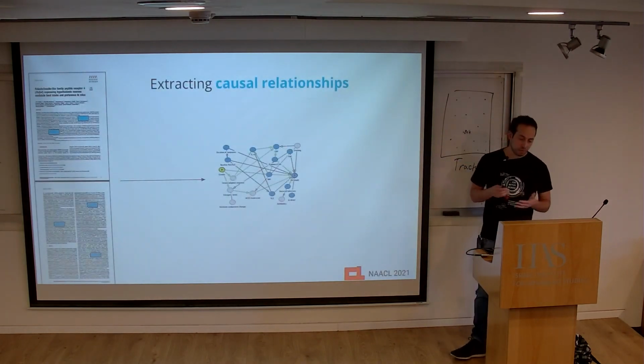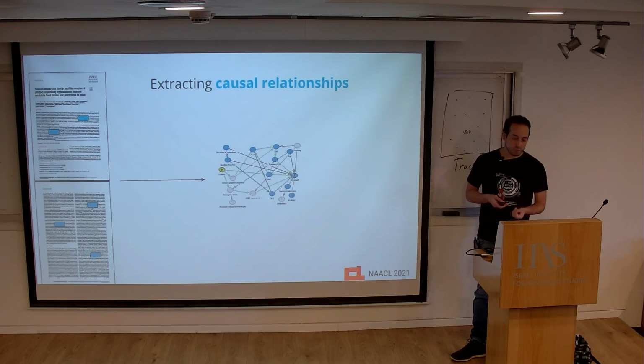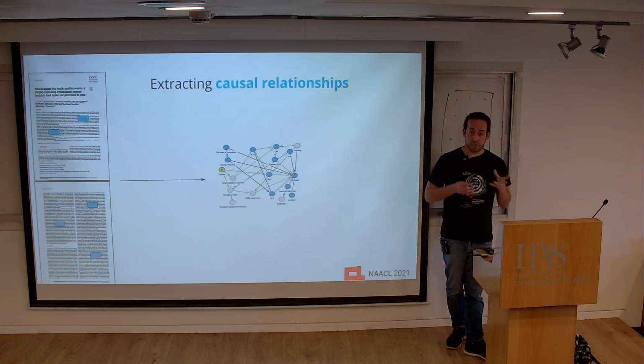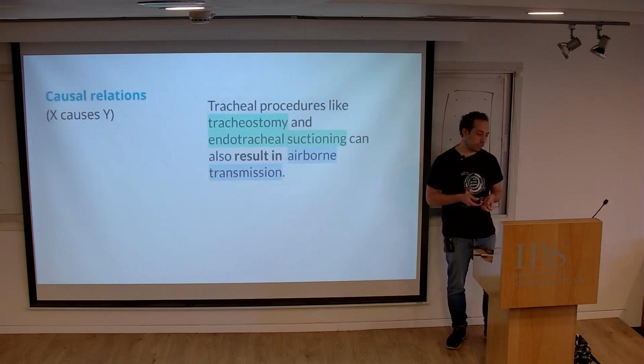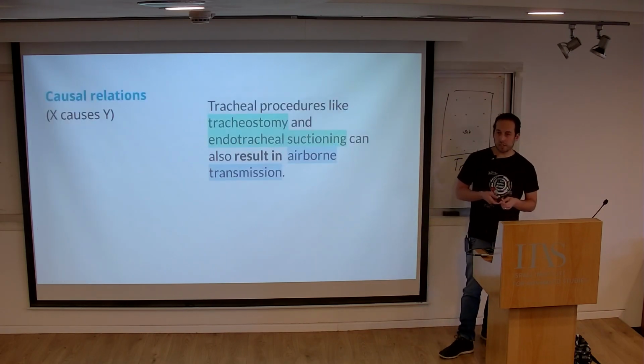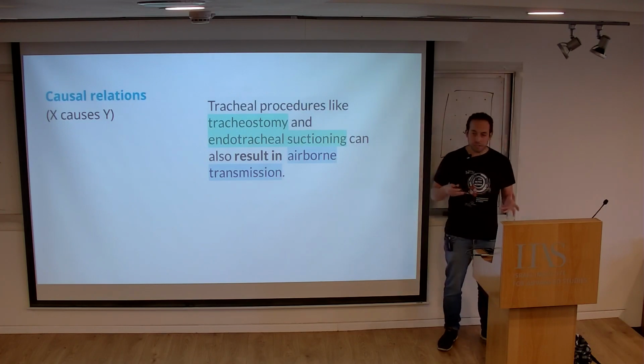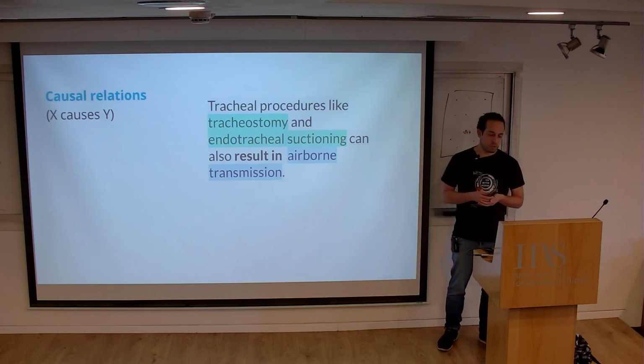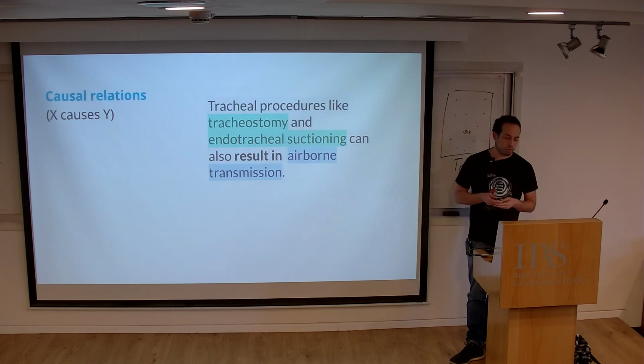A second example is for extracting causal relationships. Again, we take papers, and now we want to extract all kinds of indications of causal relationships or potentially causal relationships. More specifically, we look at three different types of relations. First is what we indeed call causal relations. So for example, a certain procedure results in airborne transmission, and you want to be able to automatically extract the structured knowledge from papers, so you can build, for example, a table of all these causal relationships.